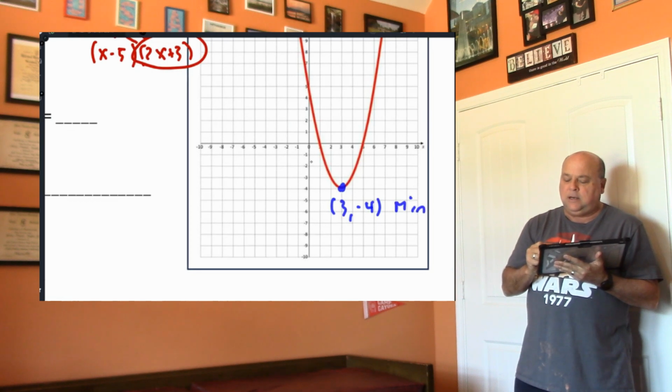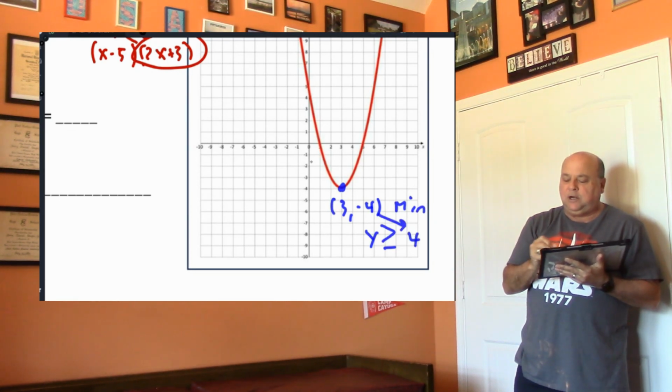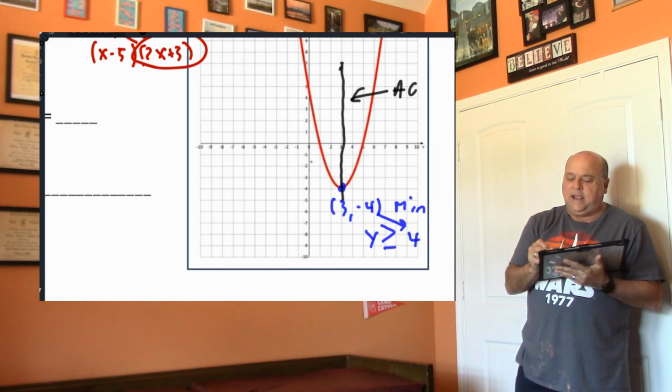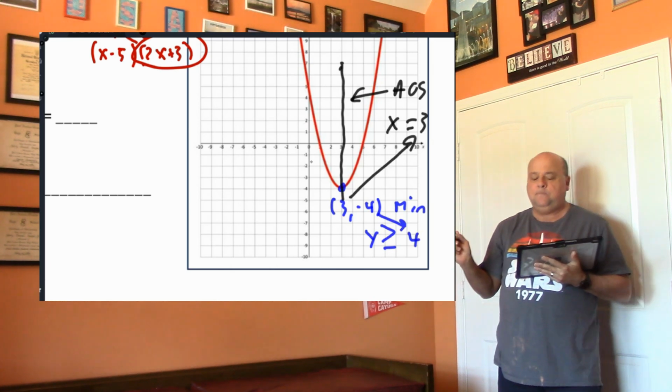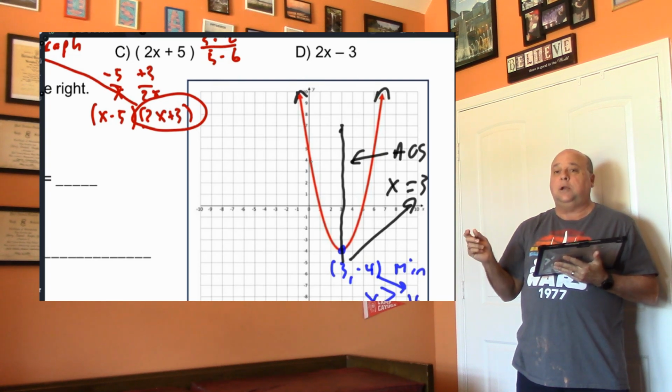It's going to be a min. And I know that my range is going to be y greater than or equal to that number, everything above that point. I'm going to draw the axis of symmetry right here. The axis of symmetry is x equals 3, which is this number. And then my domain has arrow tips, so my domain is going to be all real numbers.